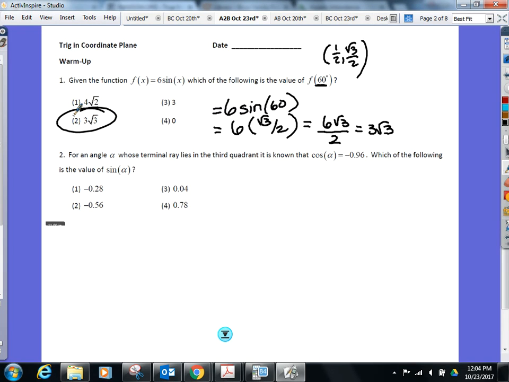We're finding the value of not cosine, Megan, but sine. And what quadrant are we in? Third quadrant, right? Third quadrant value of sine. Positive or negative? All students. Negative, right? So we can eliminate 3 and 4.